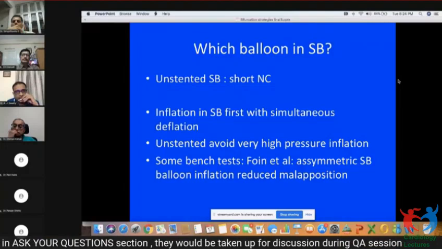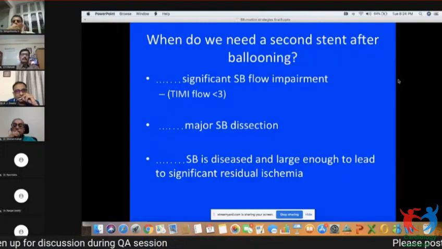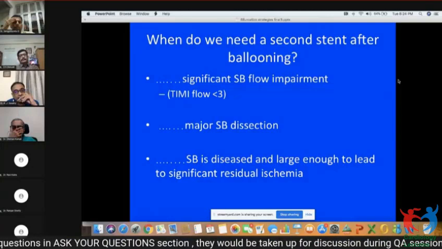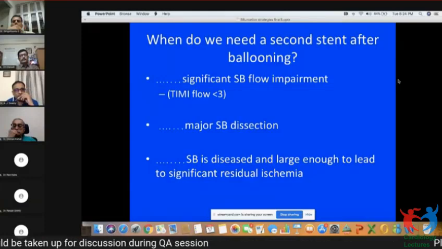If after the kissing balloon or the side branch opening there is significant side branch flow impairment, there's a major dissection, and the side branch is diseased and large enough to lead to significant residual ischemia. Remember, all these are in patients who do not have LV dysfunction. Sometimes in patients with severe LV dysfunction and sole surviving vessels, all the side branches become very, very important.